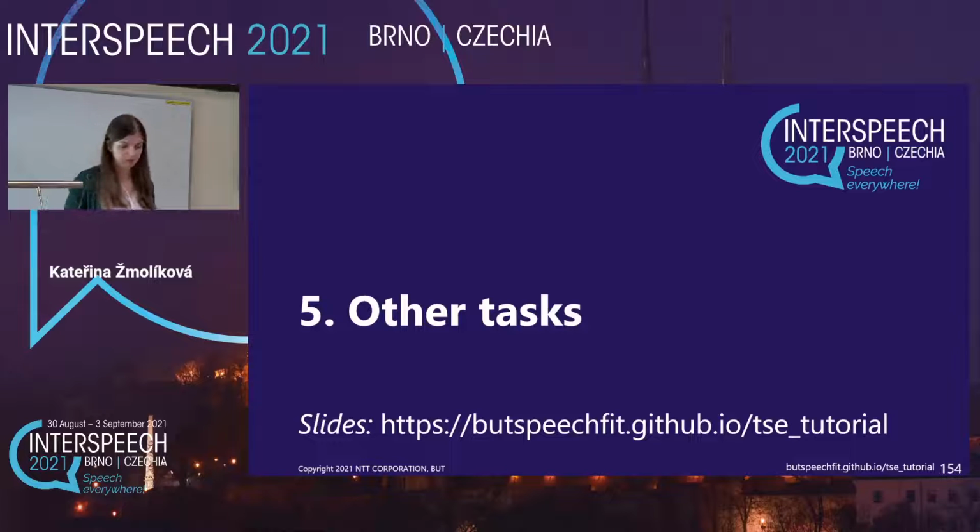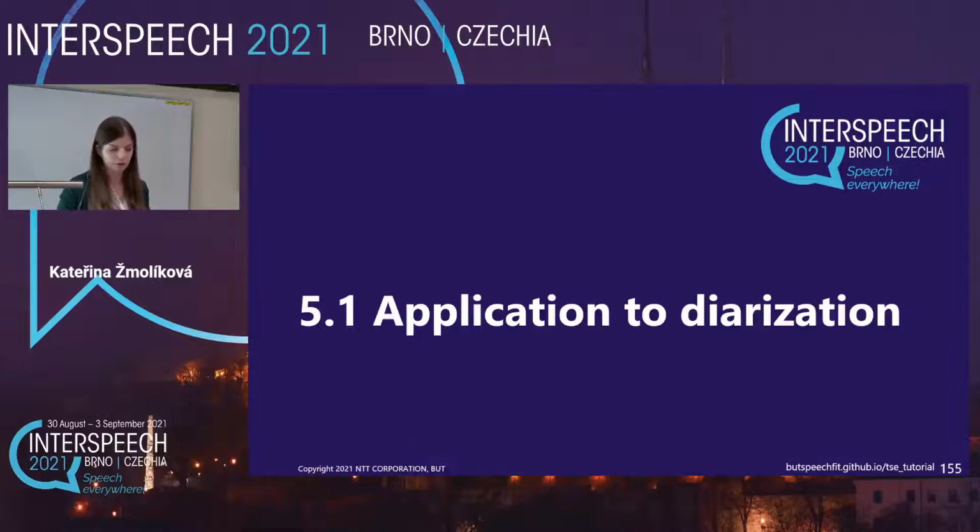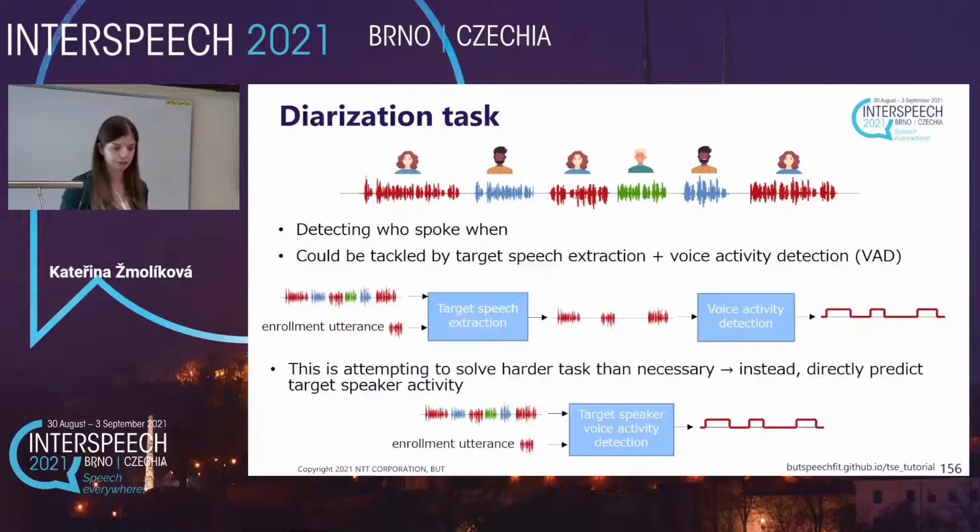So in this section 5, we will talk about some other tasks that can also benefit from having the information about the target speaker. In particular, it will be diarization presented by me and then speech recognition presented by Marc. So I will start with a short talk about diarization. In the diarization task, on the input we have a long recording where many different speakers are speaking. And the task is to detect who spoke when, so basically to get the speaker activity of all the speakers.